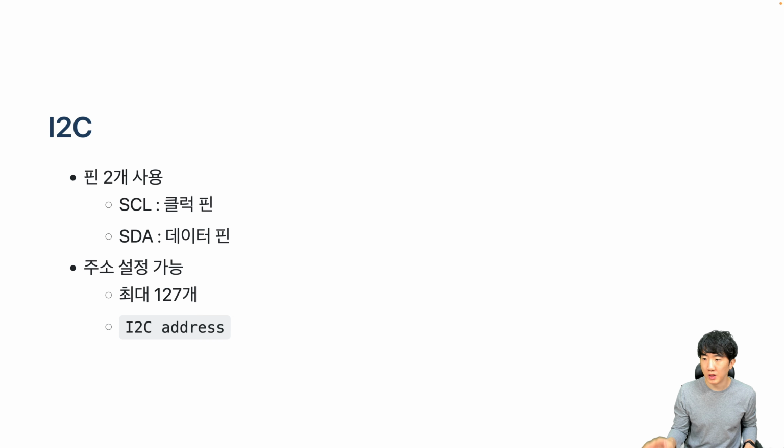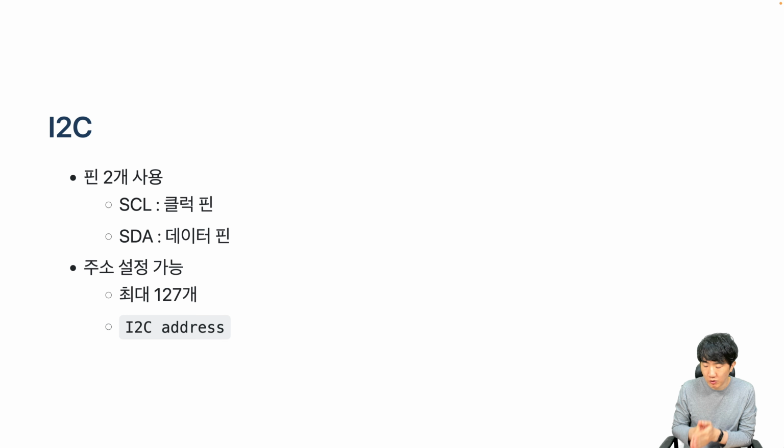There is a clock pin and a data pin, and if you include the power pin and ground, that makes 4 pins in total. However, in practice, only 2 pins are actually needed. And for addresses, you can set up to a maximum of 127 addresses. If the addresses do not overlap, multiple I2C components can be connected in parallel to the 2 pins.